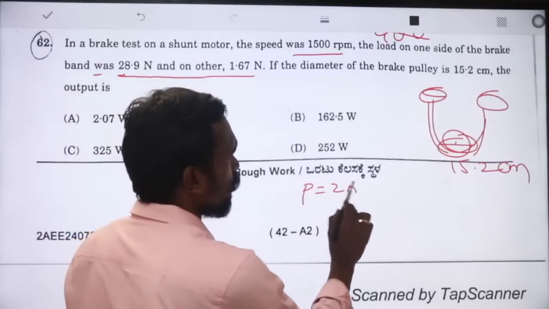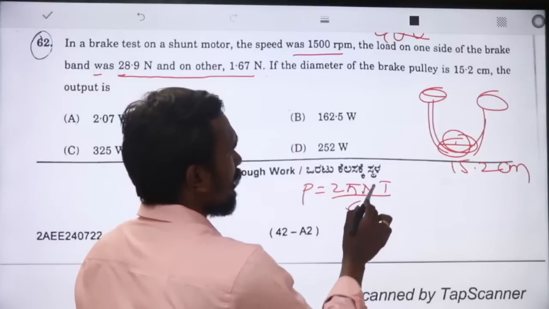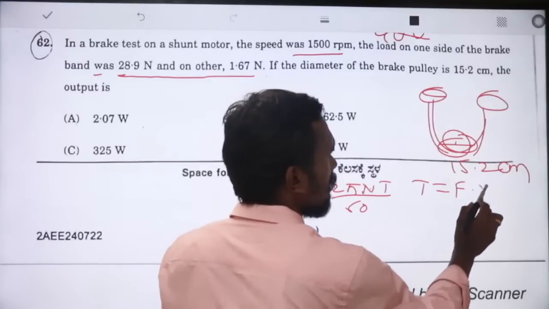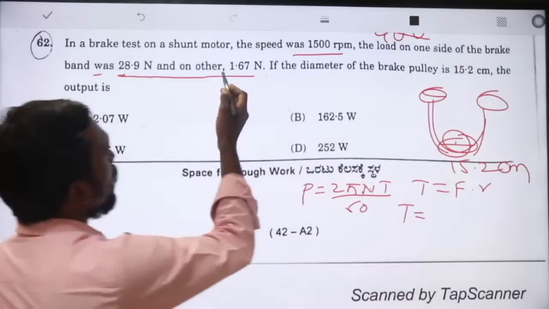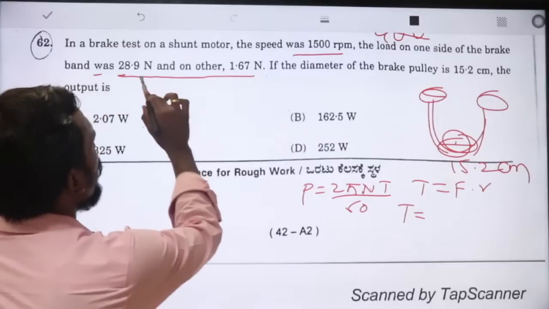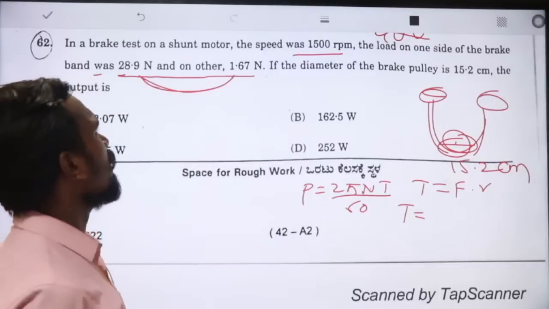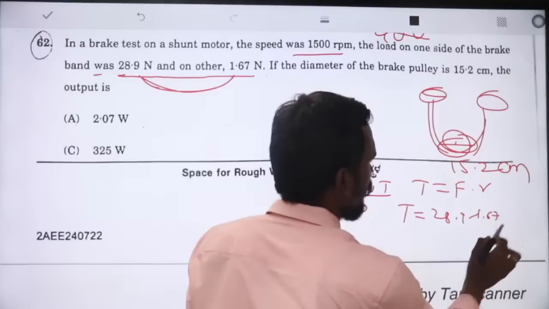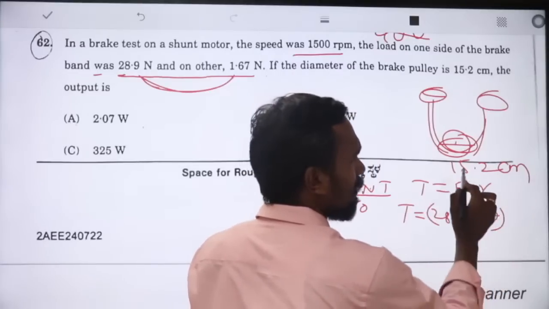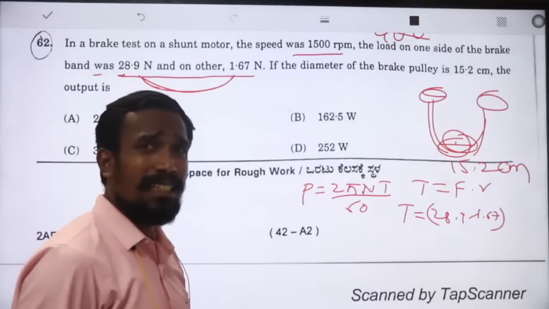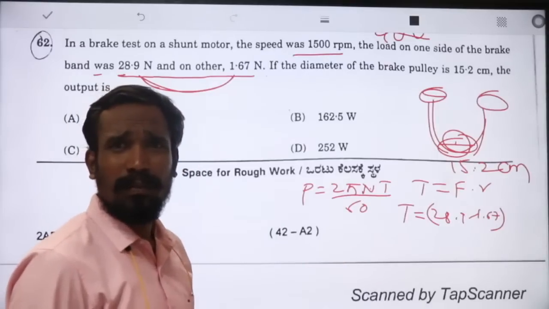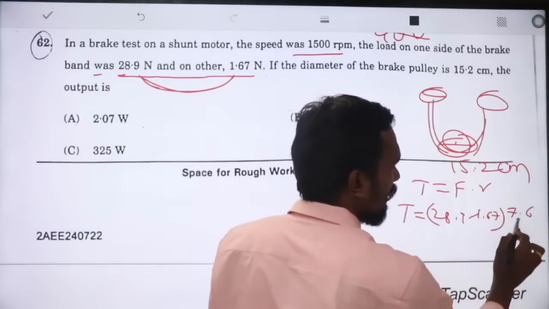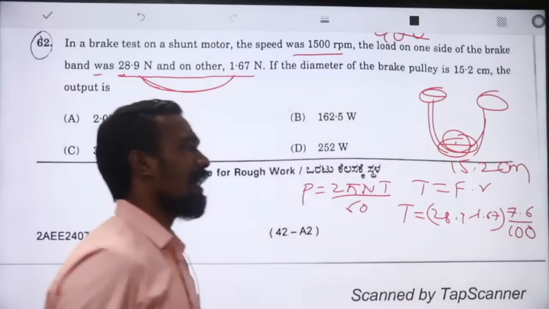Output P is equal to 2 pi NT upon 60. N they gave 1500. Torque is nothing but force into radius. The force they already gave in terms of newtons. What is the difference of these two? 28.9 minus 1.67, multiplied with the radius. The 15.2 centimeters is the diameter, so what is the radius? 7.6 centimeters. That's why we have to convert into meters by dividing by 100.